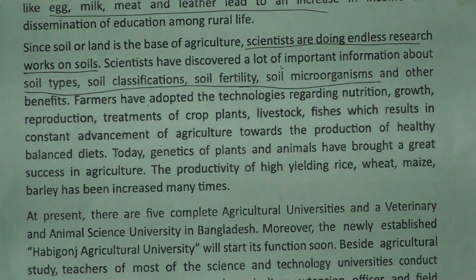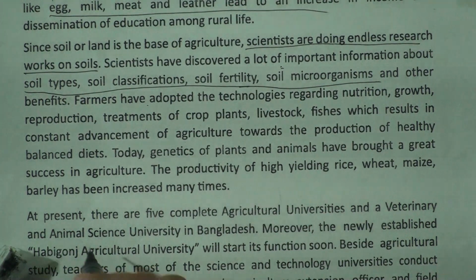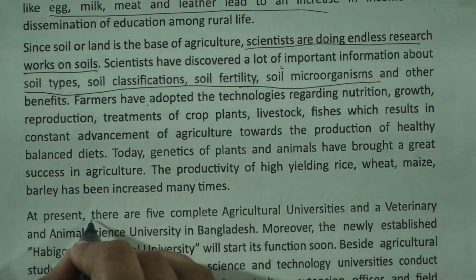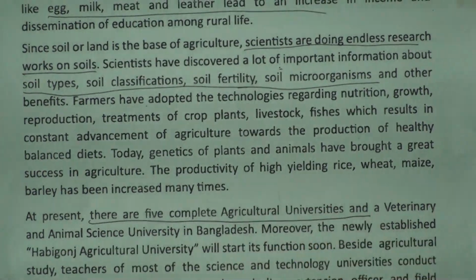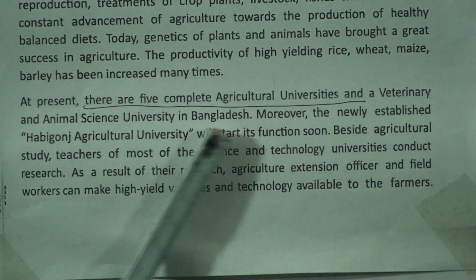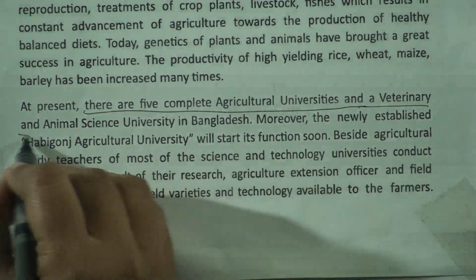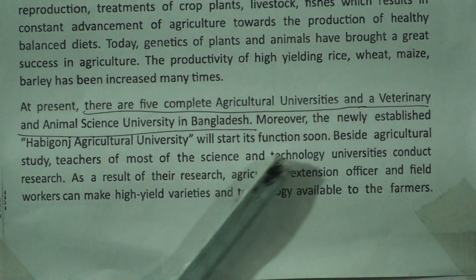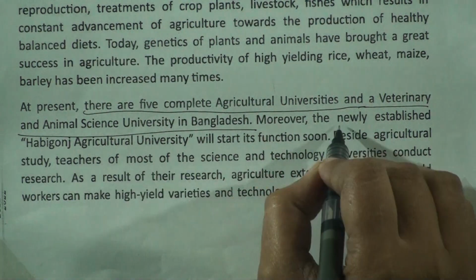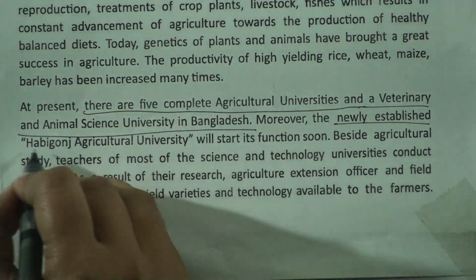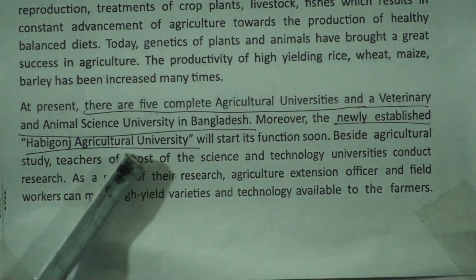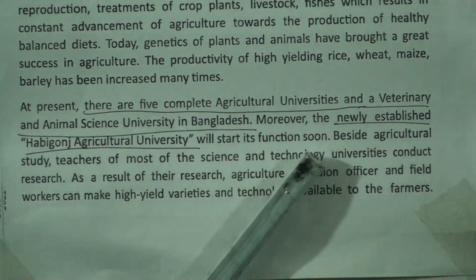At present, you will know this information: there are 5 complete agriculture universities and a veterinary and animal science university in Bangladesh. Moreover, there is the newly established Habiganj Agriculture University. That means Habiganj Agricultural University will start its function soon.